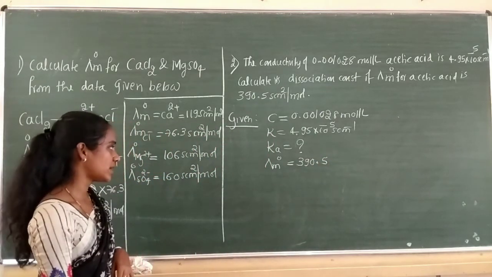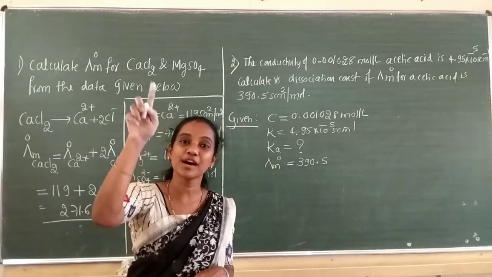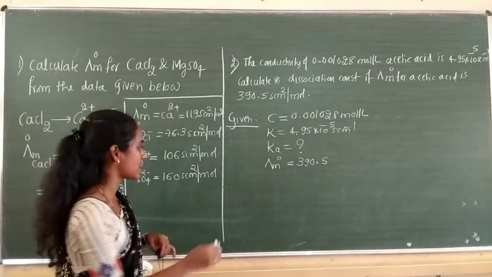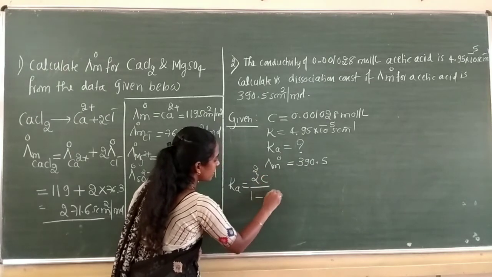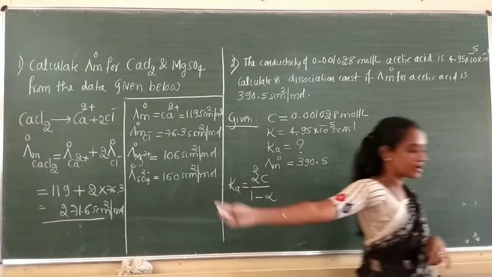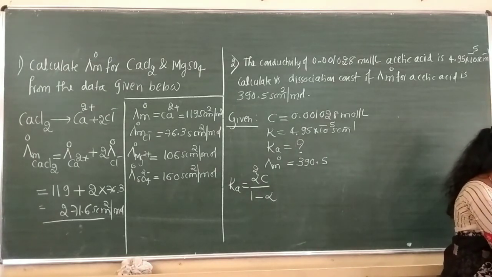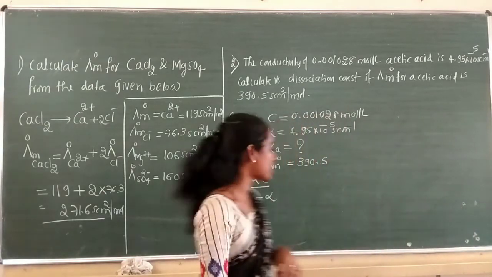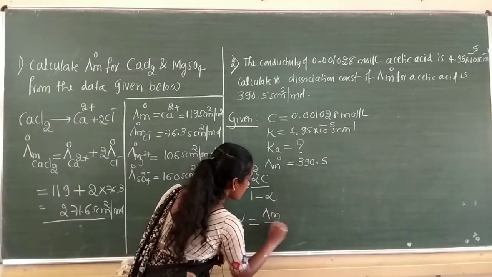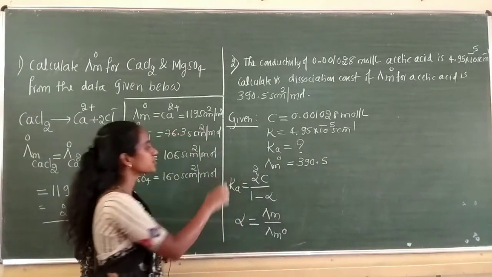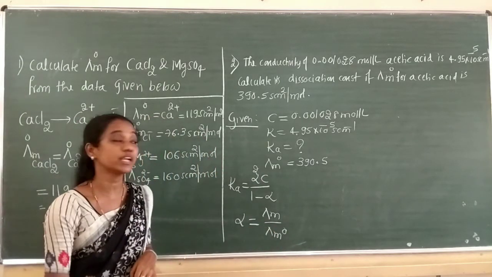Okay, in order to calculate the dissociation constant, we have the formula Ka is equal to alpha square C divided by 1 minus alpha, isn't it? Is the value of alpha given in the problem? No. So first we need to calculate alpha. In order to calculate alpha, what is the formula? Lambda m by lambda m naught. So in the problem we have the limiting molar conductivity value, but what about molar conductivity? It is not given.